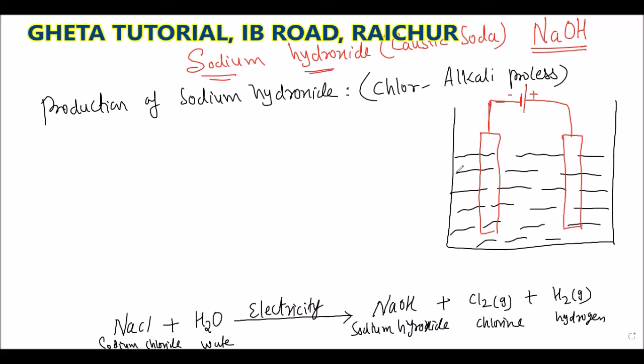So in these two electrodes, you have taken aqueous solution of sodium chloride. These are the two electrodes. Can you say which is the cathode and which is the anode? Negative is cathode, positive is anode.